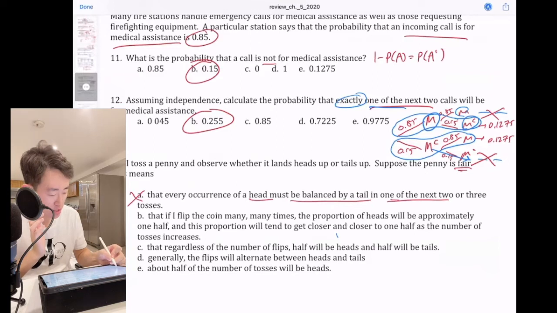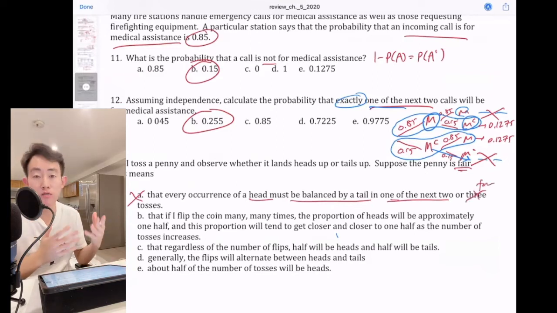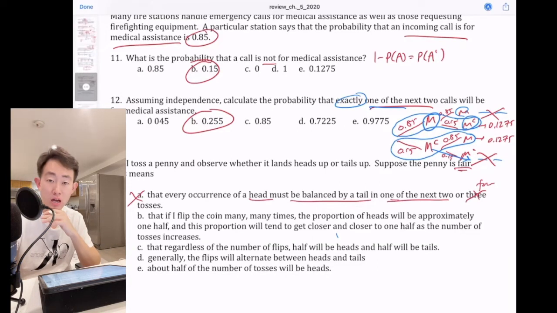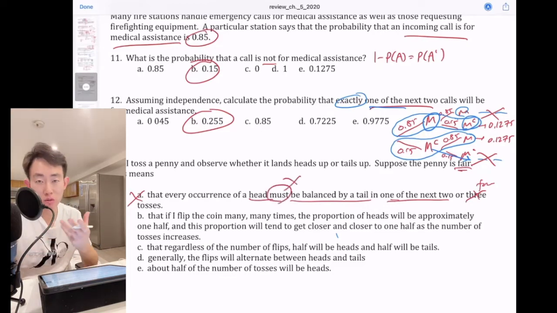What if it happens in the next 4 tosses, 5 tosses? You could have consecutive heads flipped multiple times, more than twice or 3 times, because it's all done by chance. This is not a guarantee. You can't use the word must in a probability. It's never a guarantee that that's going to happen.